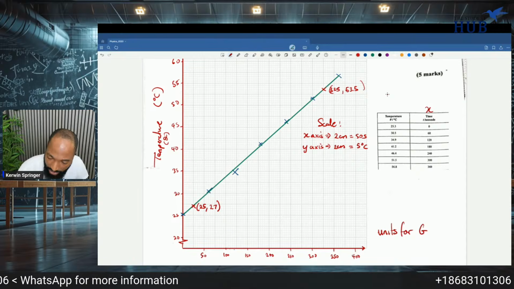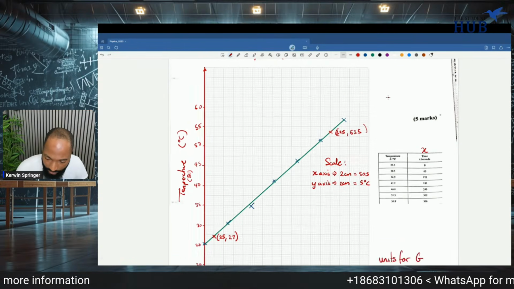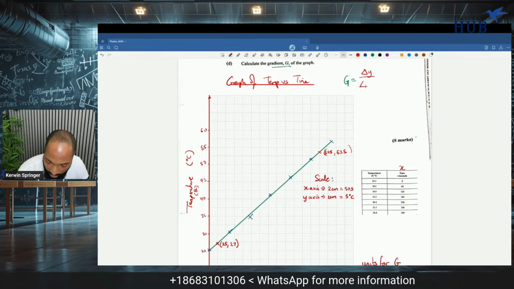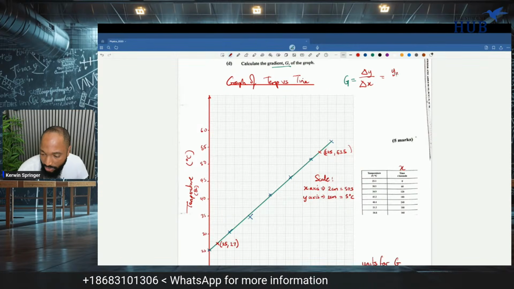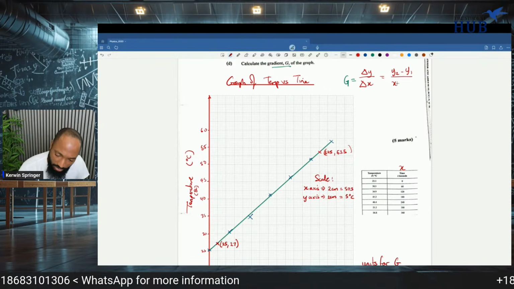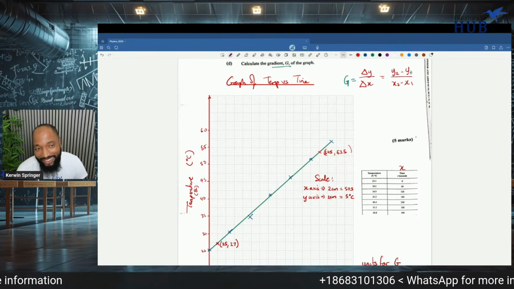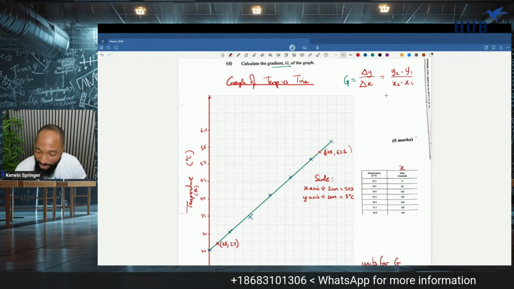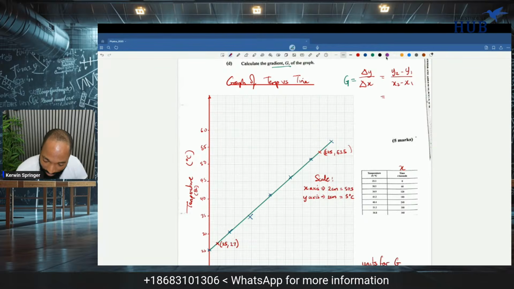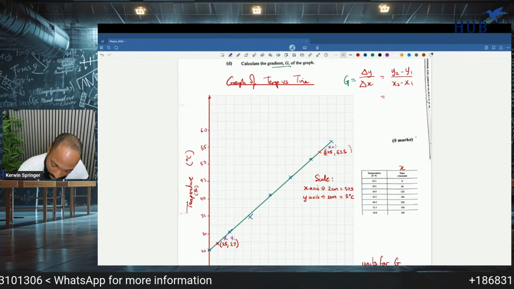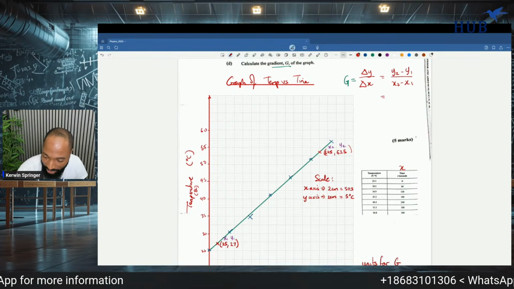So the gradient, G, let's work it out real fast. G is going to be equal to change in y over change in x, which we have come to know. If you don't know this by now, I don't know what's going on with your revision. y2 minus y1 over x2 minus x1. Because you do this in maths too, right? If you don't know this by now, well, you still have some time. So lock in, lock in.